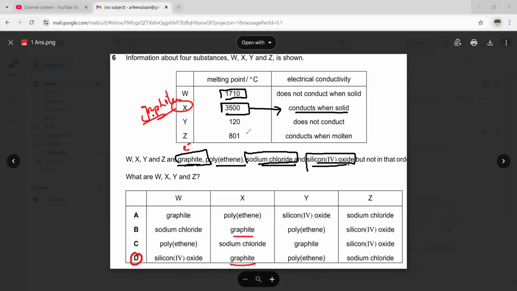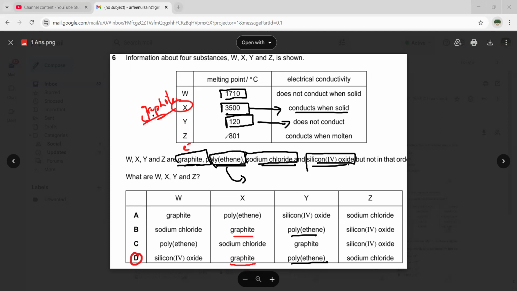Then, 120, low melting point and does not conduct electricity. So what does this give an indication of? This gives an indication that it is polyethylene. It is a polymer, because polymers do not have free electrons and they usually have a low melting point. So this gives an indication that Y should be polyethylene. So it can be B or D again.